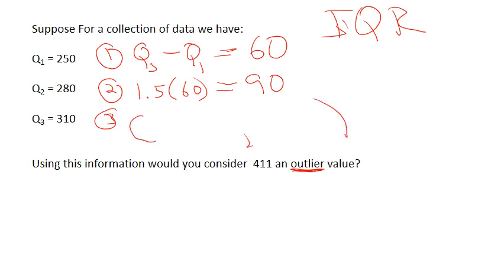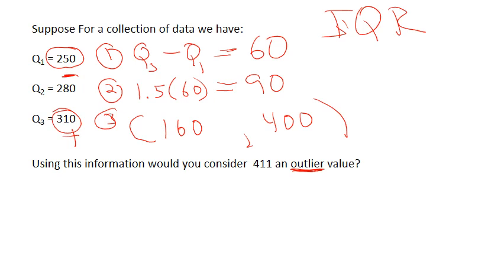For that interval, you're going to be subtracting the 90 from the 250, so you're going to get 160. You're going to be adding the 90 to the 310, and you're going to be getting 400. So you subtract it from the 250 and add it to the upper number because you're making the interval wider.